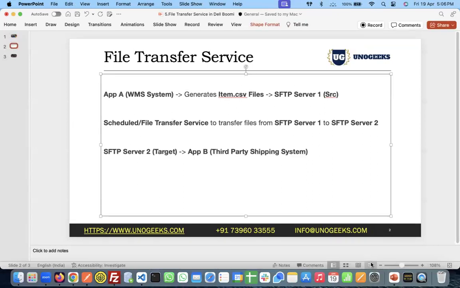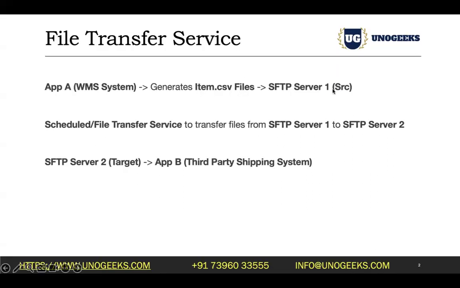And you can call that a source SFTP server. And this updated item information should be made available to a third-party shipping application, maybe like an OTM or any other third-party application, because this system also needs the updated item information.